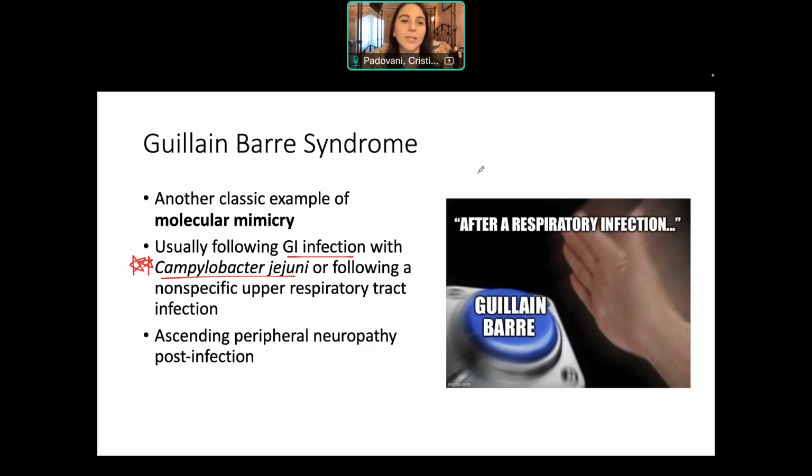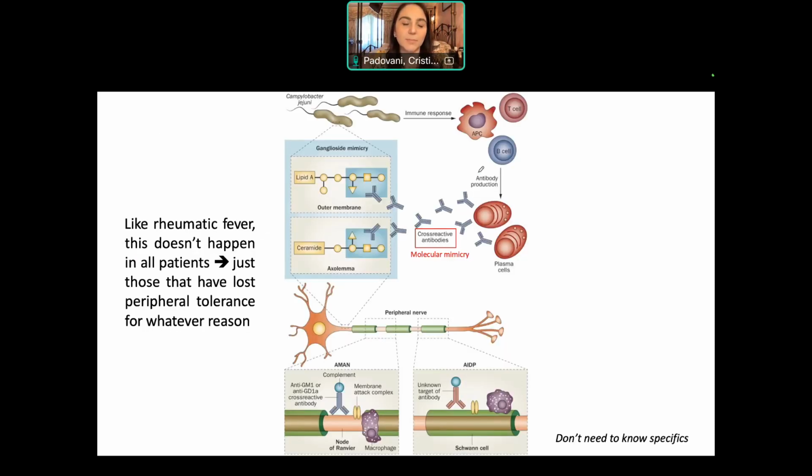And so what happens here is classically molecular mimicry. So this is like rheumatic fever. This doesn't happen in all patients, just those that have lost the peripheral tolerance for whatever reason. Again, you don't have to know the specifics of this picture, but here's Campylobacter, you get your immune response, great. You make your antibodies against it. But again, you get cross-reactive antibodies in some patients for whatever reason. These cross-reactive antibodies can now attack your peripheral nerves.